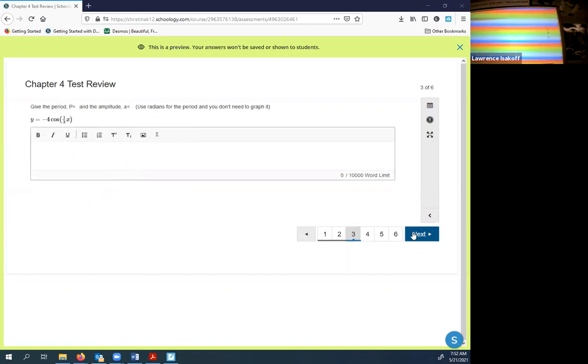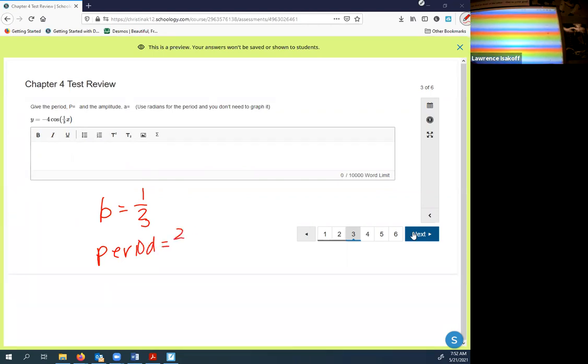So here, I have -4 times the cosine of 1/3 of x. So my b value equals 1/3. So for my period, I'm going to write this one out a little more. So for my period, that's going to be equal to 2 pi divided by 1/3. So that's going to be 2 pi times 3 over 1, which is 6 pi.